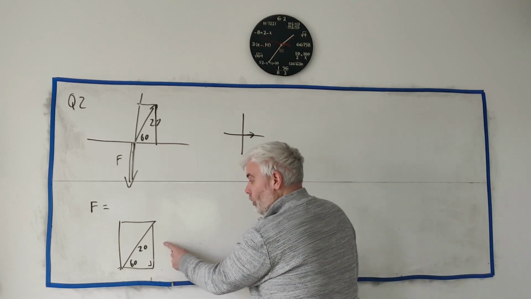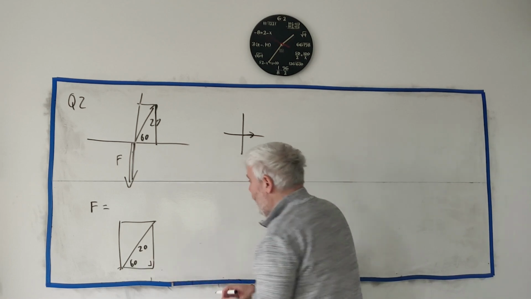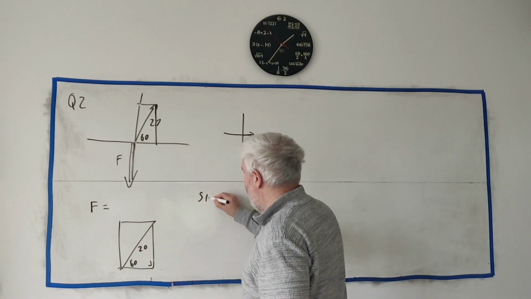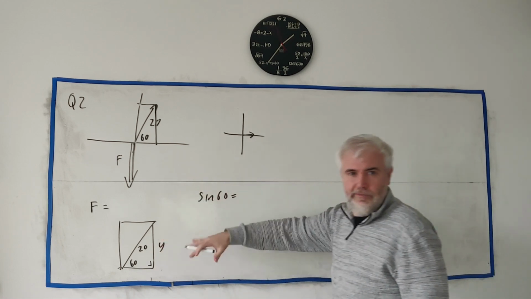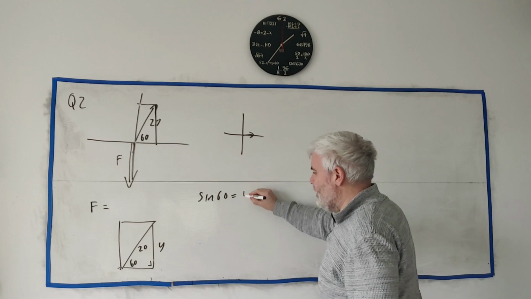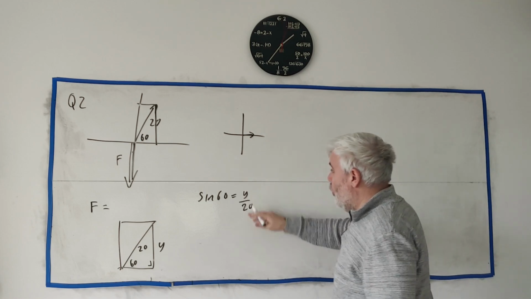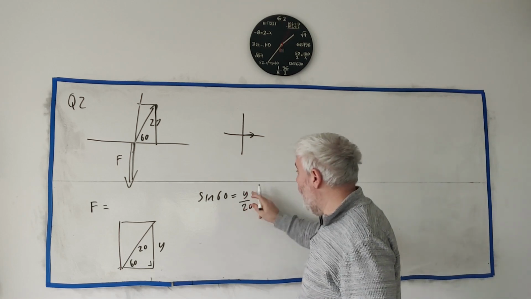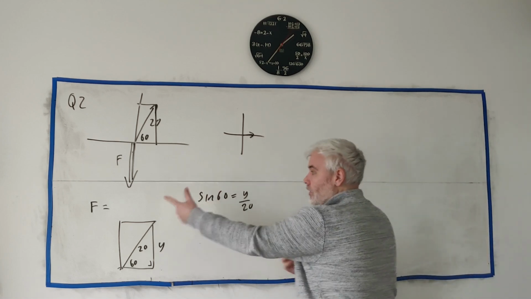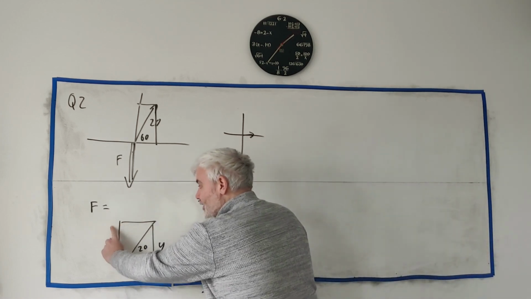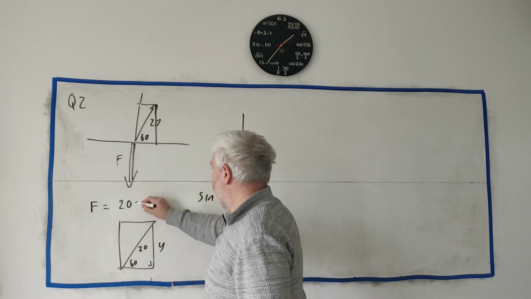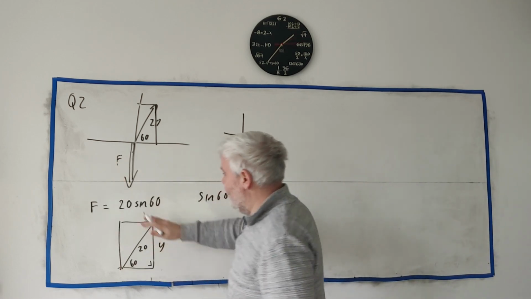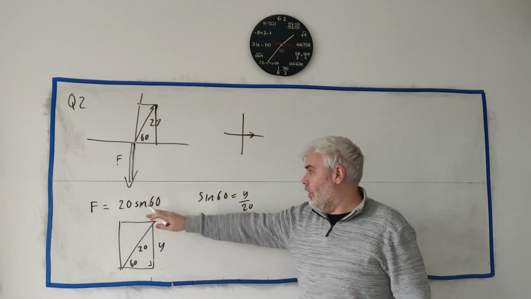The opposite to this angle we're looking for, that's sine. So what I mean by that is sine 60 is equal to, let's put in y, it doesn't matter what letter you use, y over 20. Rearrange that, we have y is equal to 20 times this. And what I'm saying is this y, this length, is equal to this F. So we have 20 sine 60. That's what they're looking for here.